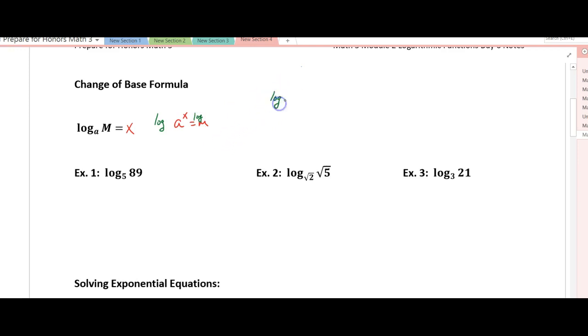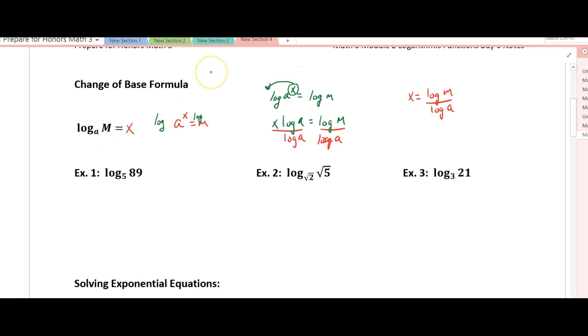Well, if I have log of a to the x equals log of m, what I can now do is use that property with the exponents. I can bring that x down in front, and I would get x log a equals log m. Well, what would I have to do now to solve for x? Divide by log of a. And x would equal log of m divided by log of a.